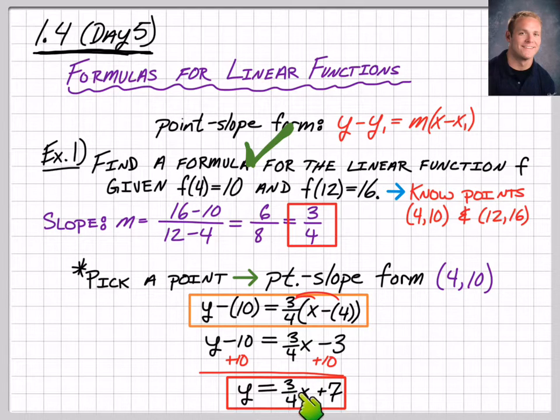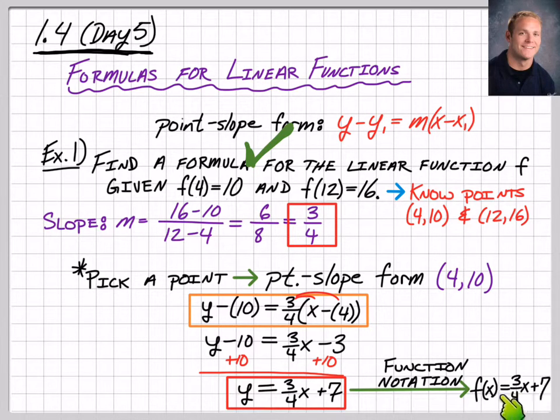Now let's just put this in function notation. Just replace y with f of x. So put it in function notation. So we have f of x equals 3/4 x plus 7. There's our linear function f.